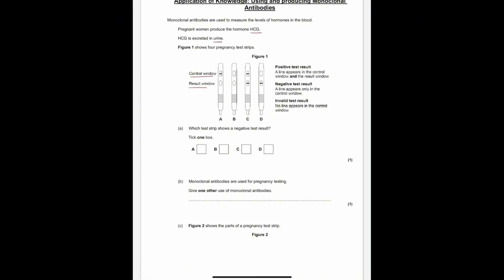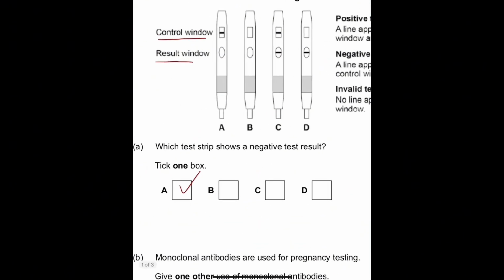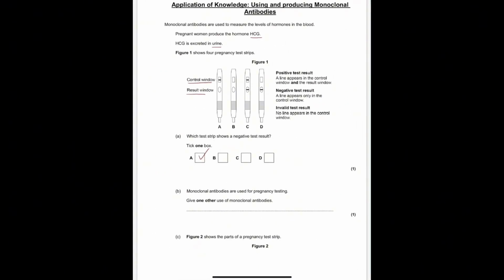Okay, so which test strip shows a negative test result? The negative test result is going to be in A. The reason it's going to be A is because a line has only appeared in the control window, which you can see in A over here. There's no line in the result window, which would mean it's a negative test result. Monoclonal antibodies are used for pregnancy testing.